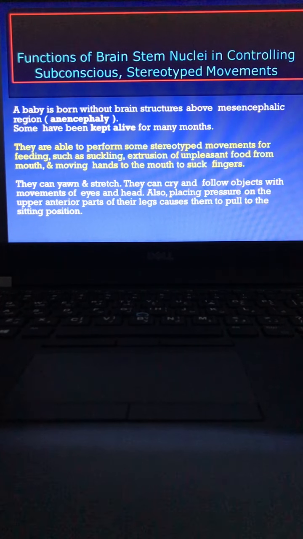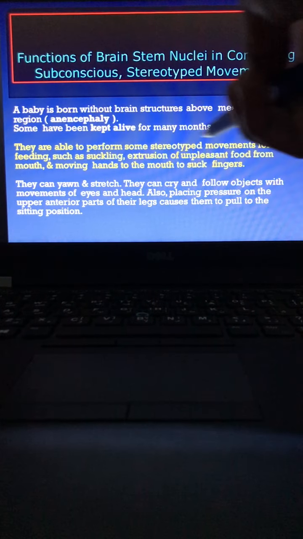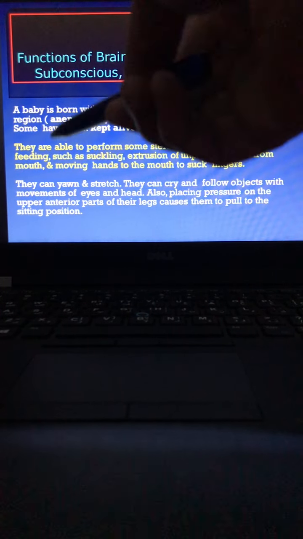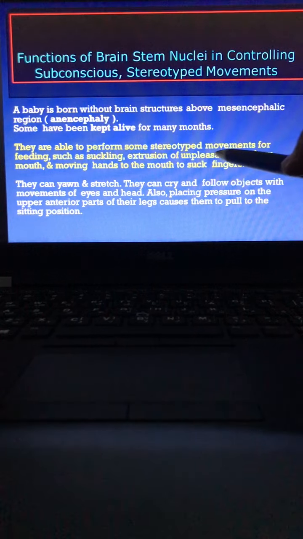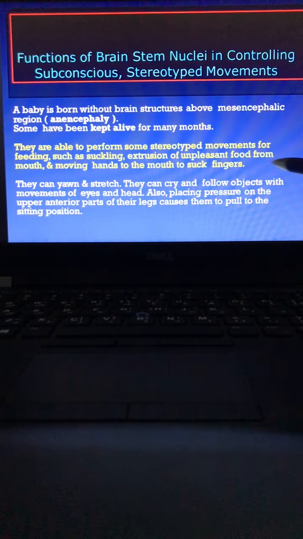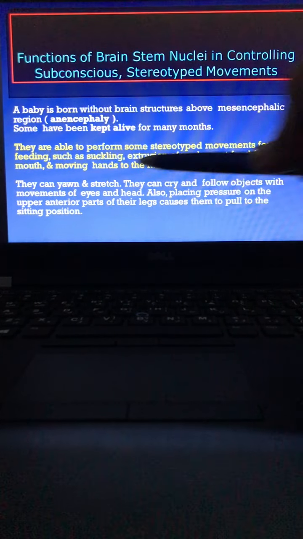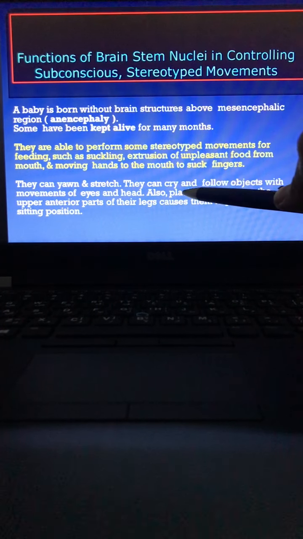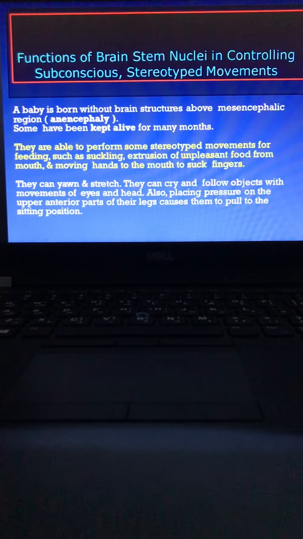Able to perform some stereotyped movements, some repetitive movements, for example for feeding, sucking, extrusion, meaning expelling unpleasant food from the mouth, moving hands to the mouth to suck fingers. They can yawn and stretch. They can cry and follow objects with their eyes or head, they may turn the eye or turn the head.